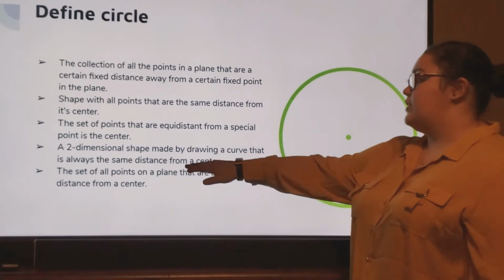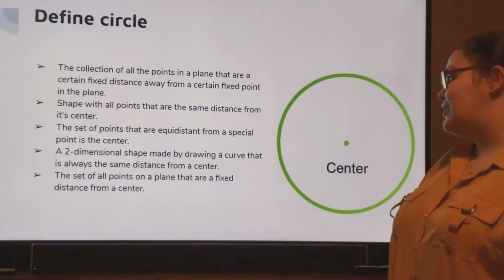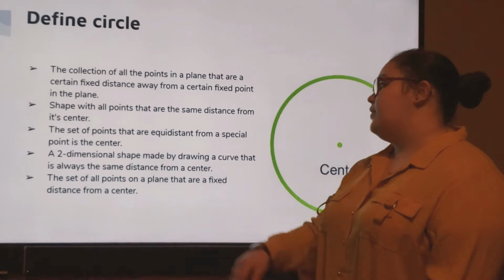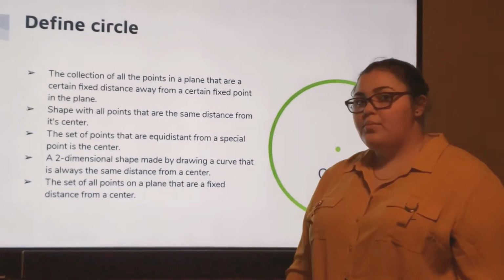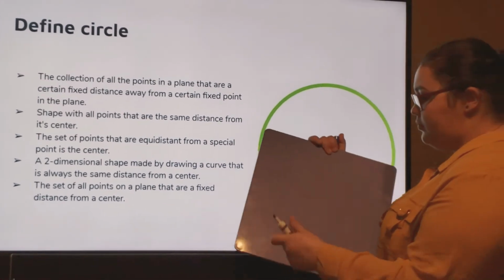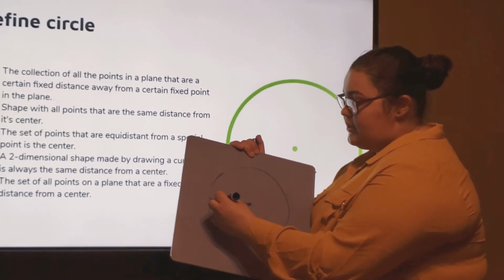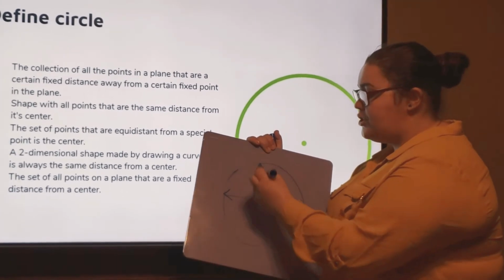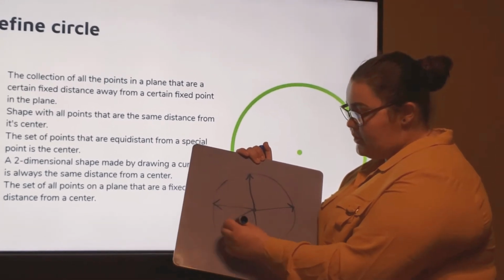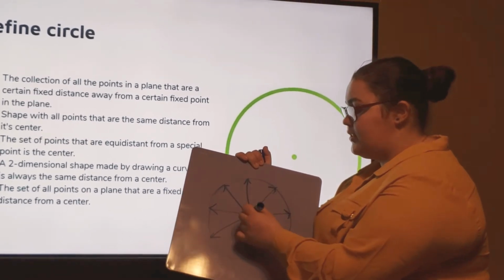I think my favorite is going to be this one, the two-dimensional shape made by drawing a curve that is always the same distance, or equidistant, from a center. Equidistant is a key word here. It's used all the time on tests. It pretty much means that if you draw a circle and put a point in the middle and draw lines from that point to the edge of the circle, in theory, all of these lines are the same length because they are an equal distance from the edge to the center of the circle.